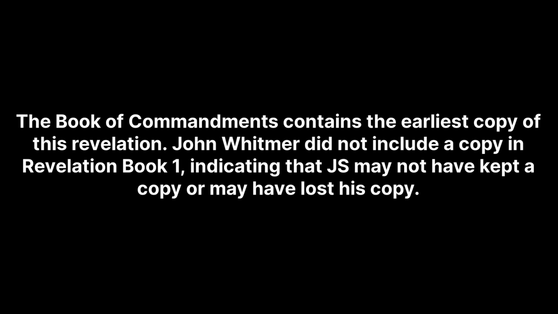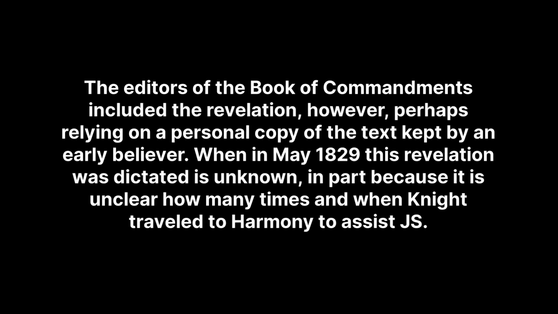John Whitmer did not include a copy in Revelation Book 1, indicating that Joseph Smith may not have kept a copy or may have lost his copy. The editors of the Book of Commandments included the revelation, however, perhaps relying on a personal copy of the text kept by an early believer. When in May 1829 this revelation was dictated is unknown, in part because it is unclear how many times and when Knight, Joseph Knight Sr., traveled to Harmony to assist Joseph Smith.